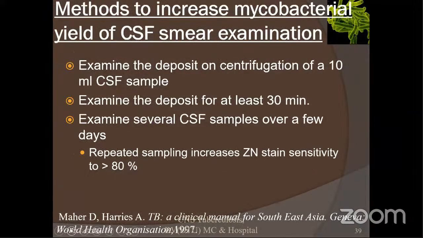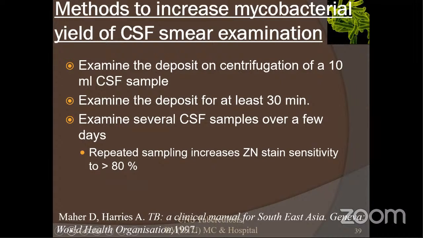The methods to increase mycobacterial yield on CSF smear examination are to examine the deposit on centrifugation of a 10 ml CSF sample, as I said. Examine the deposit for at least 30 minutes. Examine CSF samples for a few days. Repeated sampling increases Ziehl-Neelsen stain sensitivity to more than 80%.